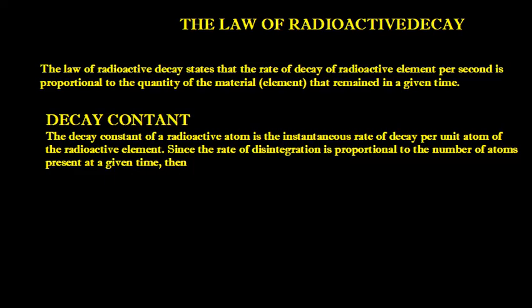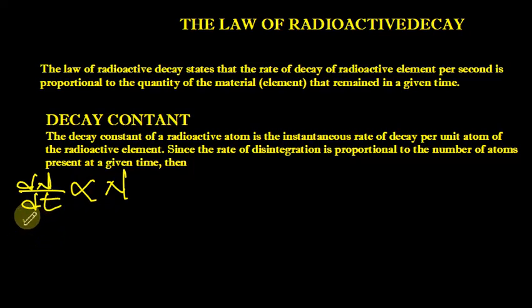Decay constant. The decay constant of a radioactive element is the instantaneous rate of decay per unit atom. Now, that instantaneous rate of decay per unit atom of the radioactive element is denoted as the number of disintegrations per unit time. That is, it is proportional to the number of atoms present.